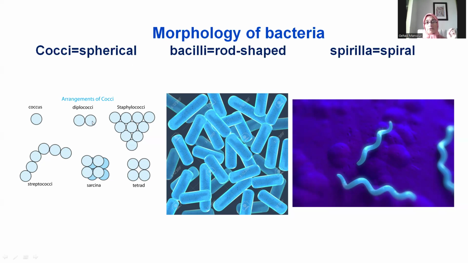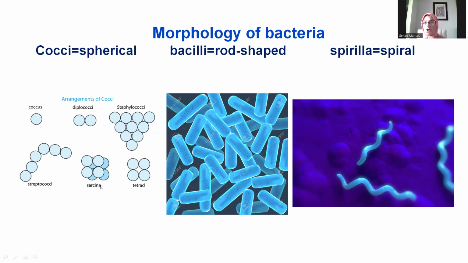So if I ever ask you to define a diplococcus, it would be spherical bacteria arranged in pairs. And then we have streptococci, which are spherical bacteria arranged in chains. And then we have the tetrads. They are spherical bacteria arranged in groups of 4.